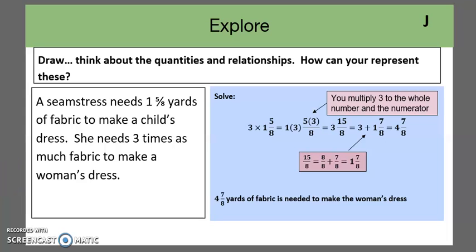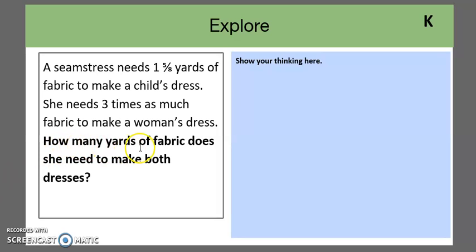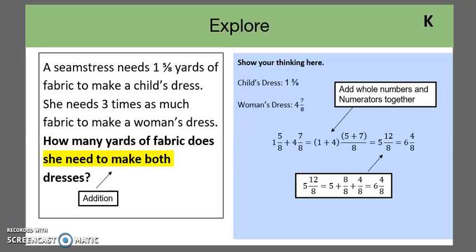Now we're going to move on to part 2 of this problem. How many yards of fabric does she need to make both dresses? So pause the video, think about how you might want to work through this problem, and we're going to look at a keyword that will help us in determining what operation we need to do. Here we see that she needs to make both, which means addition.